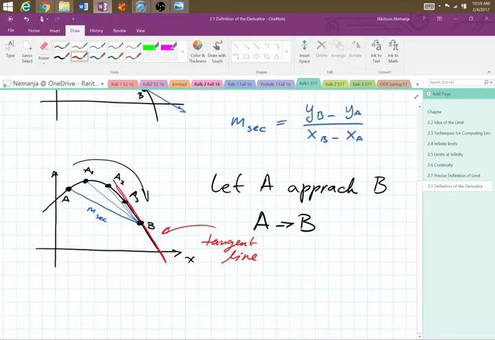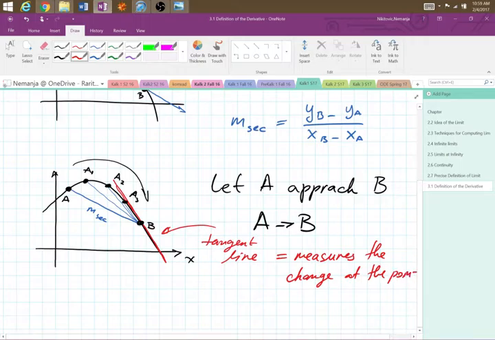The entire Calc 1, well, not that much chapter 5, but the purpose of Calculus 1 is to learn about the change. So we had to learn limits so we can do this section. And then the rest of the course is the tangent line. Tangent line measures the change at the point. What point? X, Y.